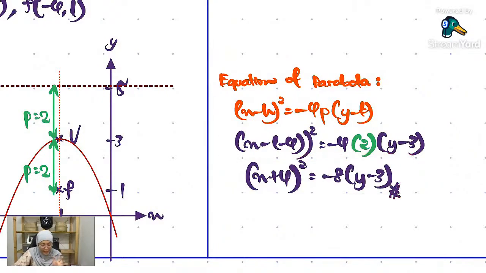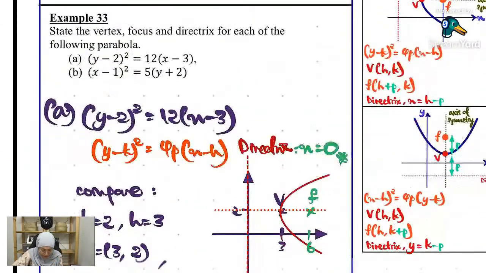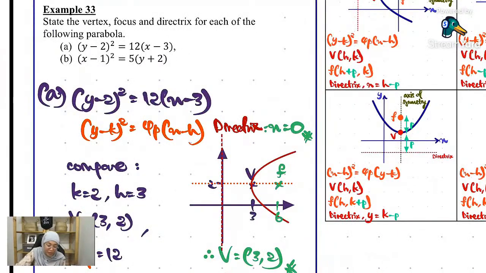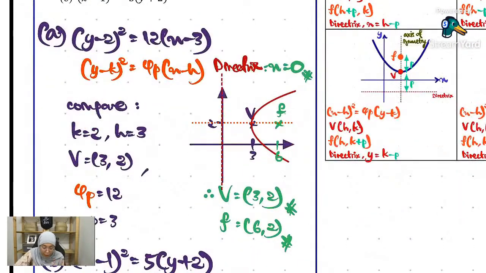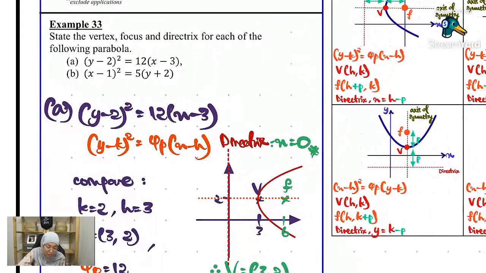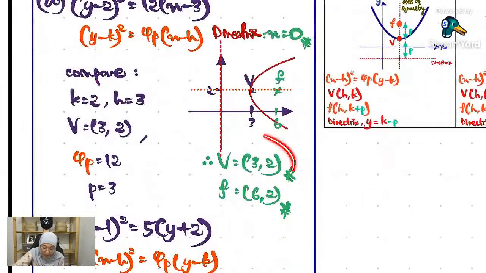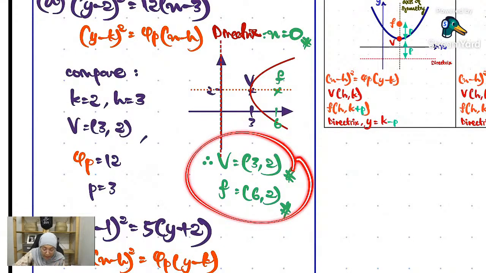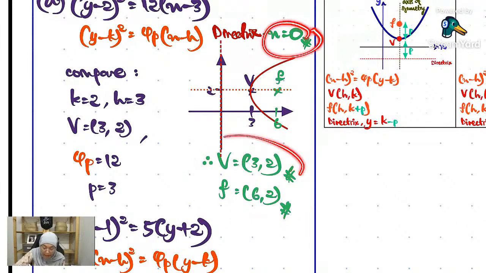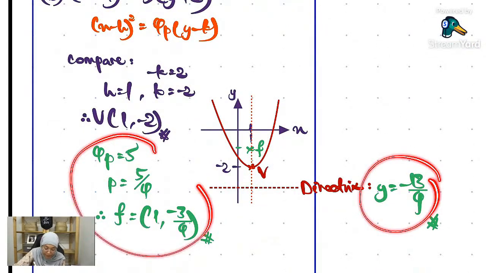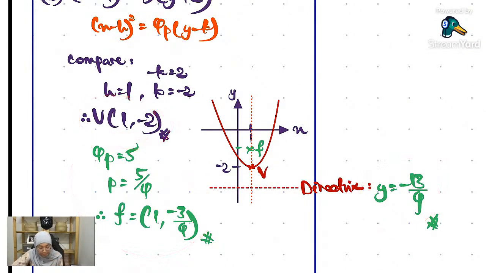You pause the video and then you do it yourself. Yang ini pun you boleh buat sendiri after you dah faham bentuk parabolas, and so there is nothing that hard to find the vertex, the focus and the directrix. So ini focus saya, vertex saya dan juga directrix saya. Ini jawapan dia. Ini directrix untuk soalan B, ini focus, ini adalah vertex.